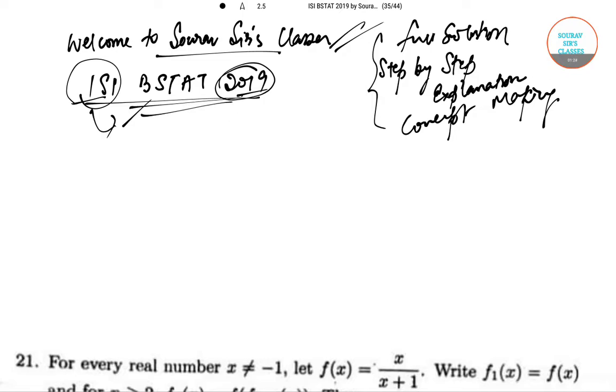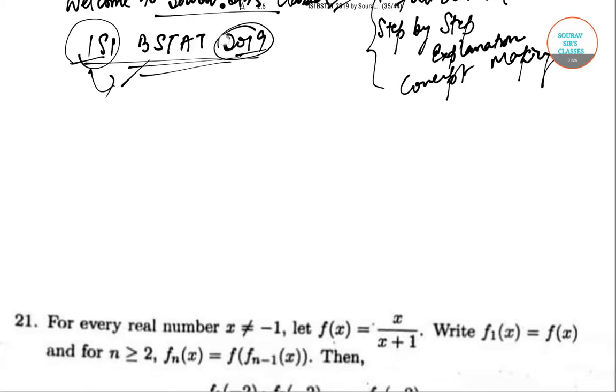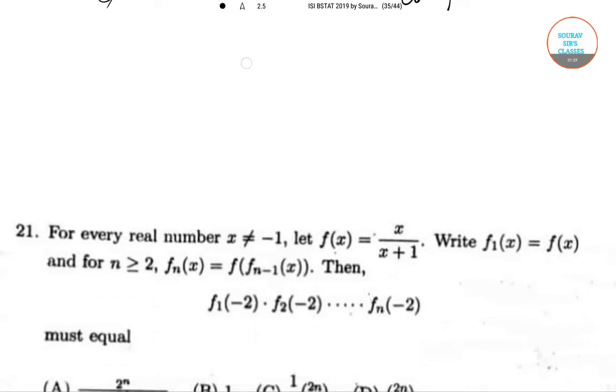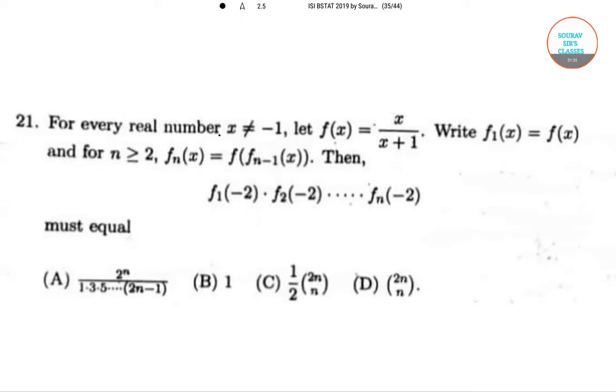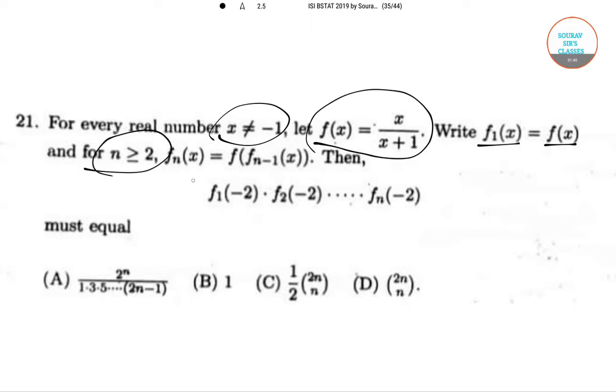The first question we are going to solve today is question number 21, which is on your screen right now. For every real number x not equal to 1, let the function f(x) equal x by x plus 1. Now write f1(x) equal to f(x), and for all n greater than or equal to 2, fn(x) equals f of fn minus 1 of x, that is, one step previous than this. Then f1(-2) into f2(-2) up to fn(-2) must equal what?